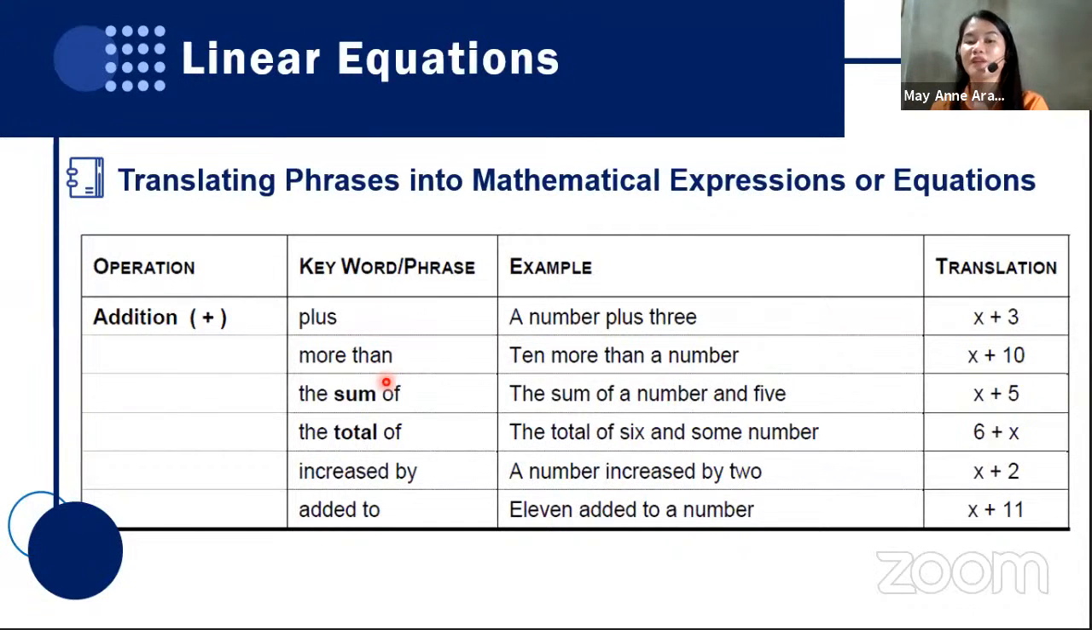X plus 5. The total of 6 and some number. So 6 plus x, or pwedeng x plus 6 din. And a number increased by 2. So dagdagan ng 2, so x plus 2. And 11 added to a number, x plus 11. So ganun lang yung sa keyword, sa addition.